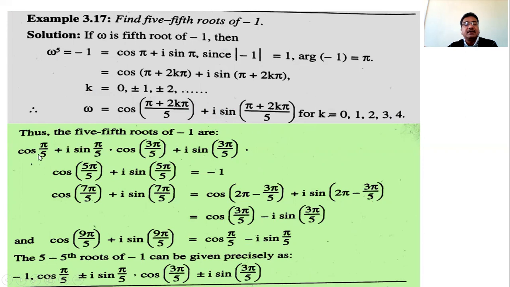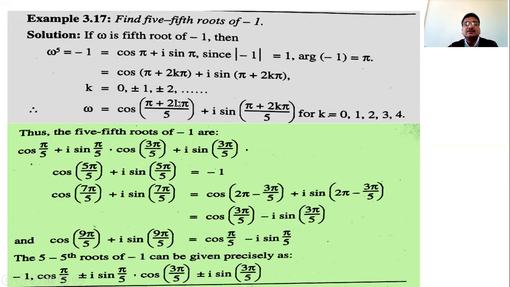That is, substitute k as first 0. So we have cos pi by 5 plus I sin pi by 5. Then substitute k as 1. Pi plus 2 pi is 3 pi by 5. Then substitute k as 2. So 2 into 2, 4 pi plus pi is 5 pi by 5. That is cos pi plus I sin pi. 5 gets cancelled. That is minus 1, because cos pi is minus 1, sin pi is 0.